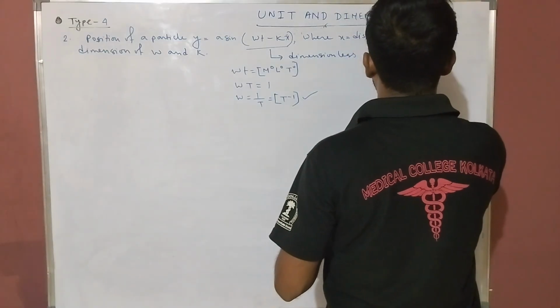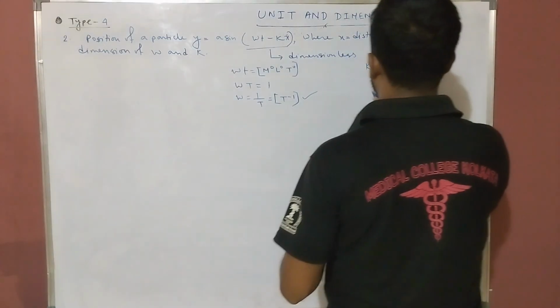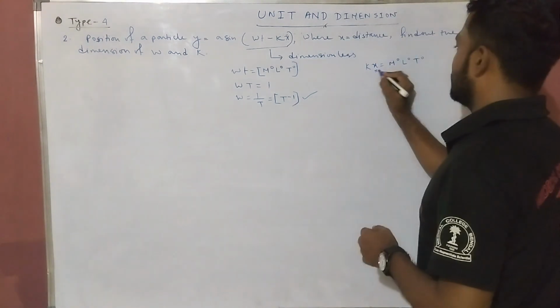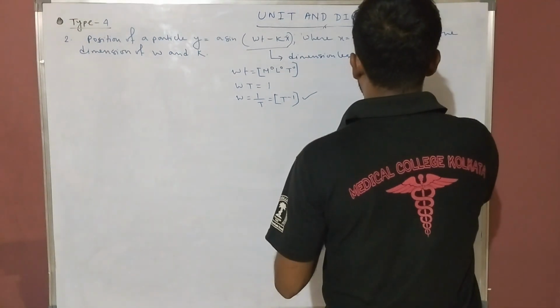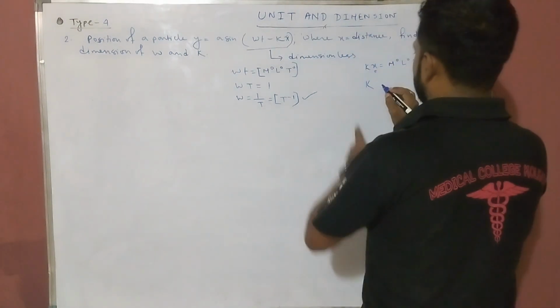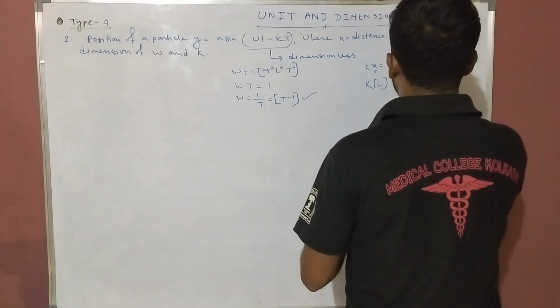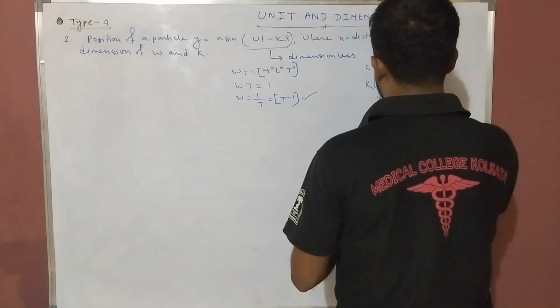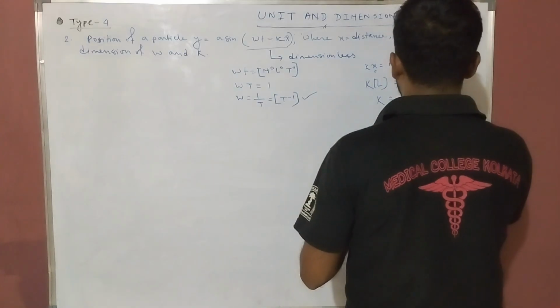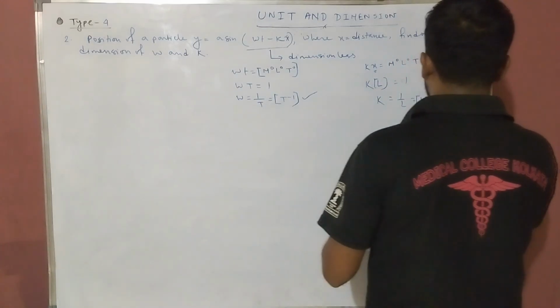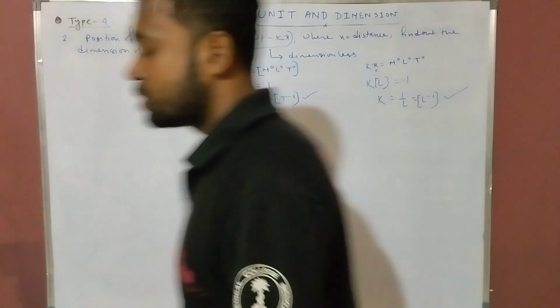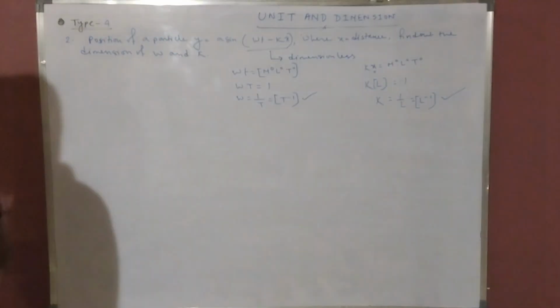Kx is equal to m to the power 0, l to the power 0, t to the power 0. X is distance, so it is given in the question. So distance dimension will be L is equal to 1. So K is equal to 1 by L, means L to the power minus 1. This will be the dimension of K.